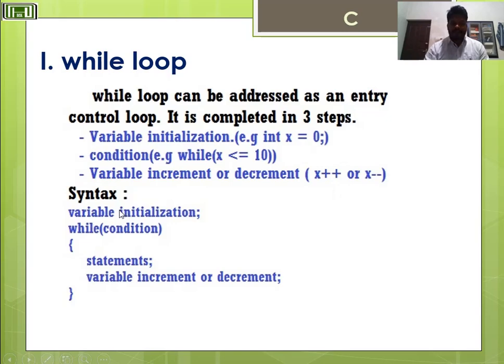Now moving to the syntax. First, variable initialization, then while, then condition checking, then within the flower brace, statements will be executed and variable increment or decrement happens. So this is the syntax: variable initialization, then while loop condition, then within flower braces, statements and variable increment or decrement. This is the while loop syntax.